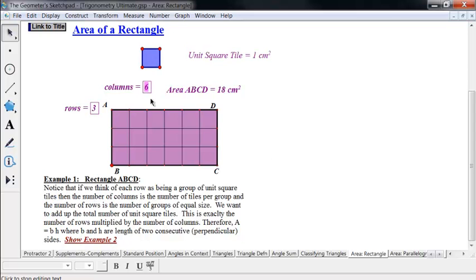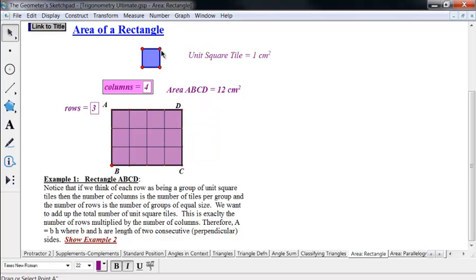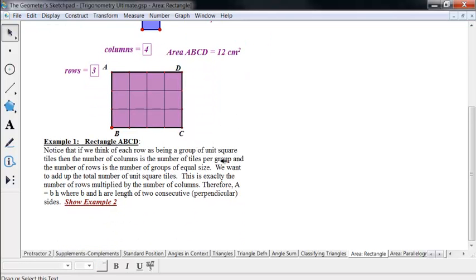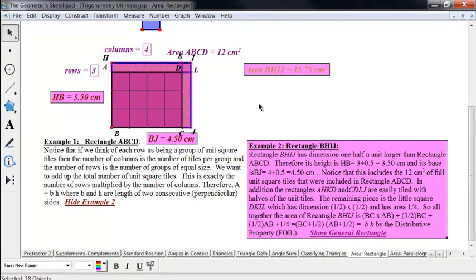And of course, you can go 3 times 6 is 18, or 6 plus 6 plus 6, or you can just count them all, but you get 18 any way you go, which is 18 square centimeters. And this sketch, like most sketches, is dynamic, so now there are only 12. Now let's look at another example.